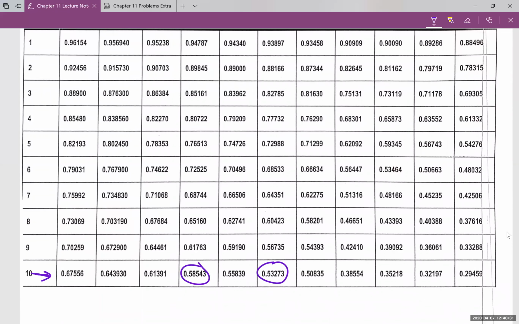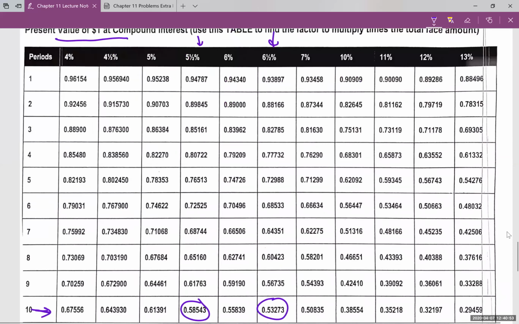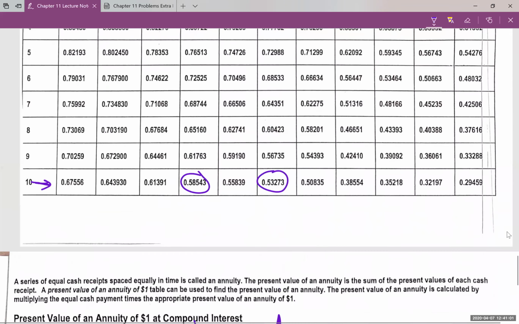The factor is going to be 0.58543. Multiplying that out, we get 58,543. Now, for the interest payments, again, think of them as regular payments. Think of the word annuity. You're going to use the second table that has the word annuity in it. You're going to go to the 5.5%, 10-year, 7.53763.